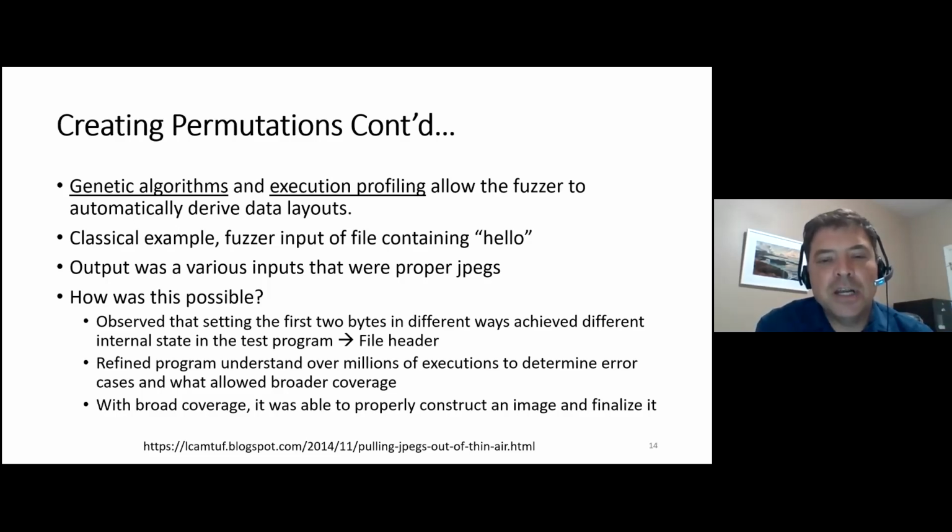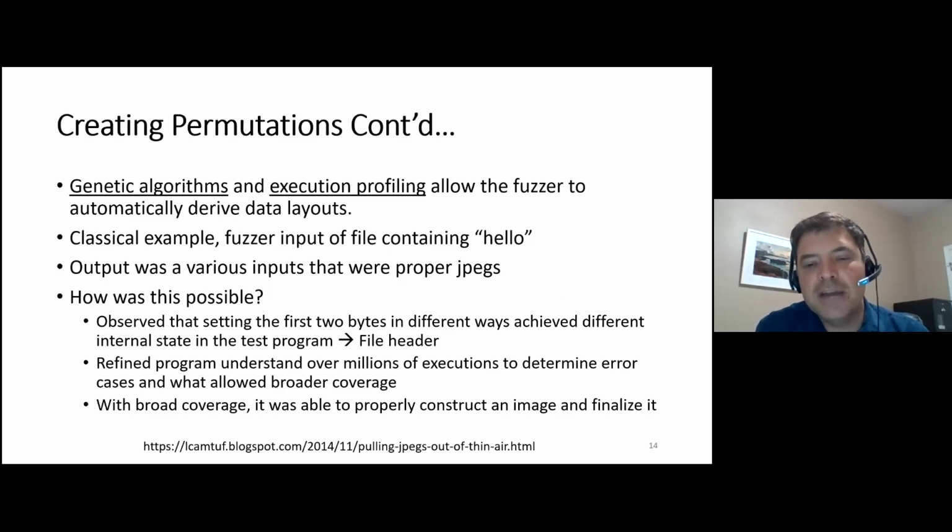After several hours of execution, the fuzzer was already creating different JPEGs with different artistic styles. They looked kind of mathematical, but basically by tracing the execution and figuring out which bytes and bits were important. For example, for the first 2 bytes, the fuzzer observed that if it sets them in different ways, it can get into deeper parts of the program.